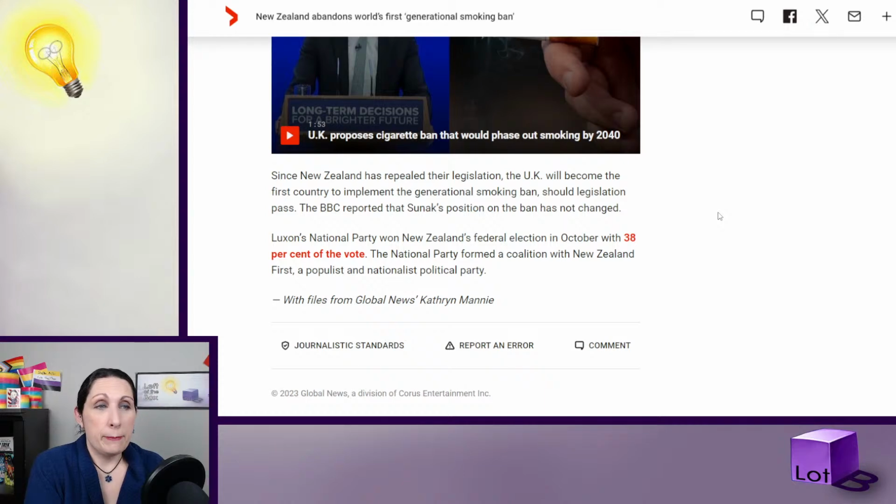Should the legislation be passed. So it still would need to get passed before the Conservatives can overrule it. The BBC reported that the Prime Minister's position on the ban has not changed.